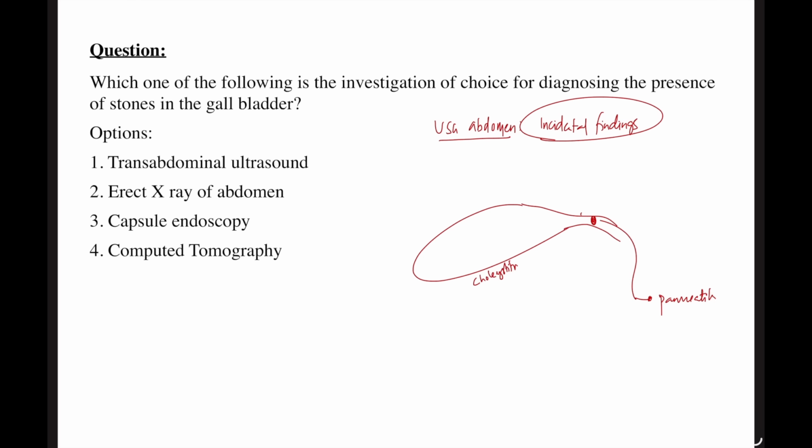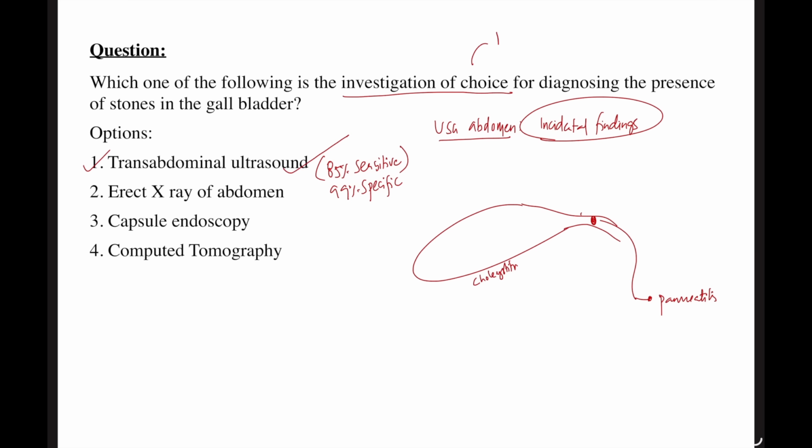Now, starting with investigation part, yes, the investigation of choice is always transabdominal ultrasound. There's no other option as such. I think pretty easy to answer this part of the question. Yes, there are other investigations that can be done as well. But with regards to transabdominal ultrasound, it is 85% sensitive and 99% specific.